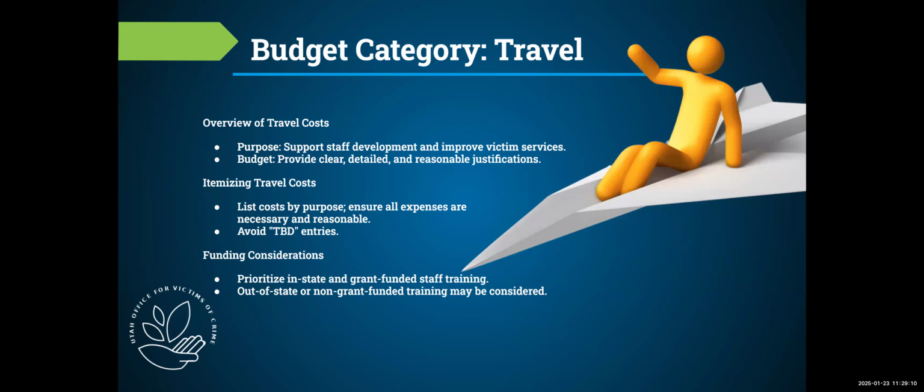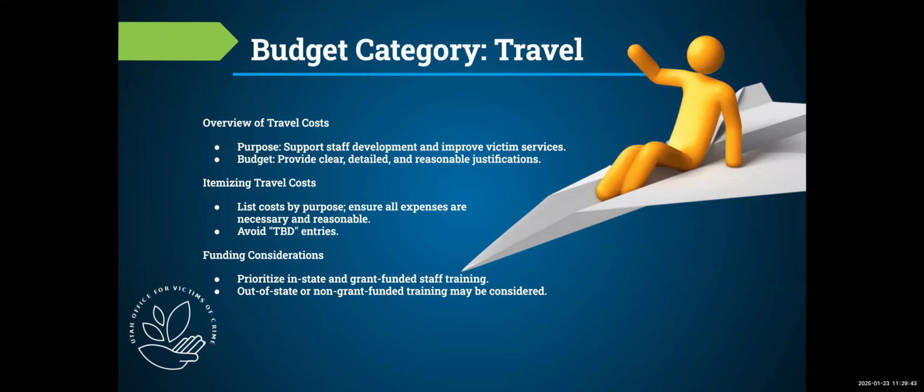If you are requesting out-of-state travel or requesting travel for non-grant funded staff, it's important to provide a compelling justification. Your justification should clearly demonstrate why the travel is necessary and how it aligns with your program plan. However, keep in mind that these types of requests are not guaranteed to be approved. Be specific in explaining the importance of the travel and the anticipated outcomes in the budget justification box.